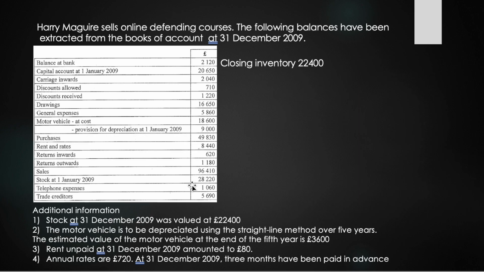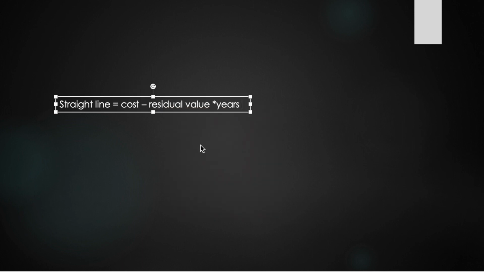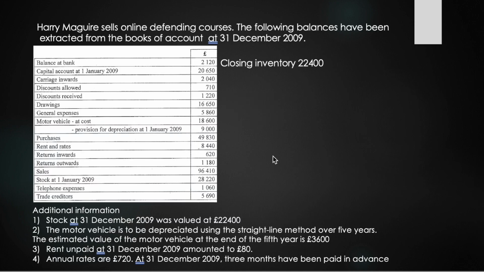Second adjustment. It says the motor vehicle is to be depreciated using the straight line method over 5 years. The estimated value of the motor vehicle at the end of the 5th year is 3,600. First of all, we will have to know what the straight line method is. The straight line method of depreciation is cost minus residual value times percentage or divided by years. In this case, we will have to divide it by years because we've been given the year. And our residual value is 3,600.